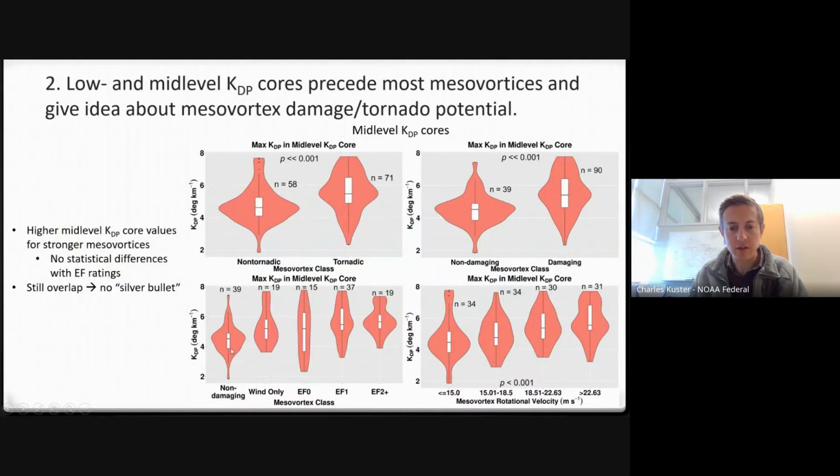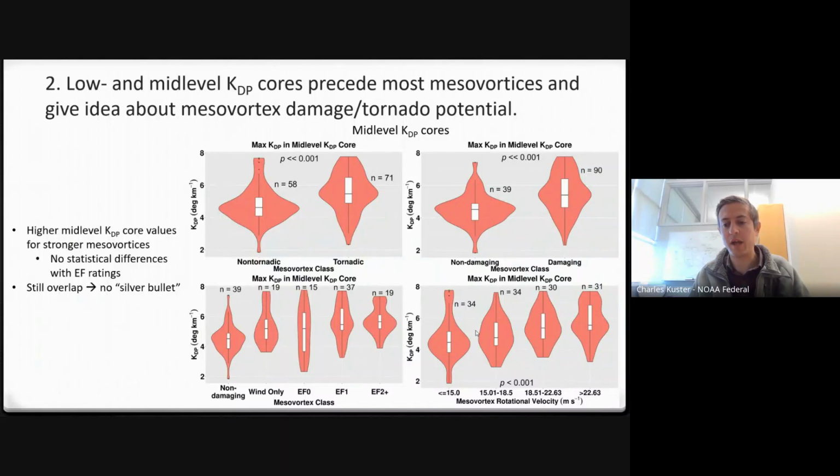Even looking down here, there's kind of this slow increasing trend as you go from non-damaging mesovortex to a mesovortex that produces at least an EF2 plus tornado. And then the last bit down here on the bottom right, obviously there are limitations with storm data. So we wanted to also look at mesovortex strength separated from storm data.